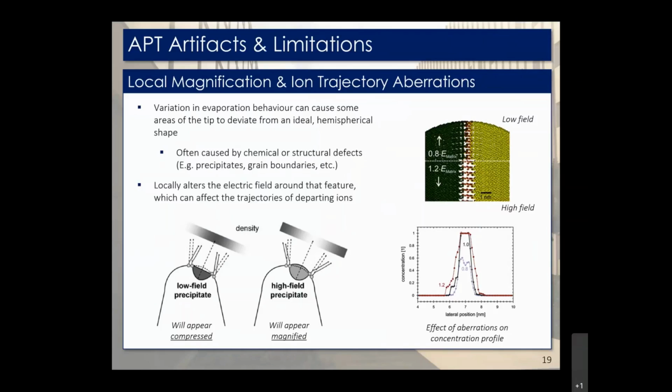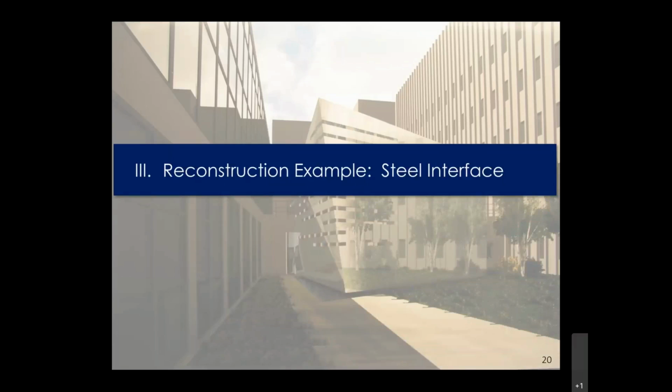Now, these are just a couple of the main limitations and artifacts we can see in Atom Probe. I'd like to go over a lot more in detail, probably when we talk about Atom Probe data analysis. For now, I'd like to summarize everything that we've seen in the reconstruction by going over an example of an Atom Probe reconstruction using the commercial software of IVAS.